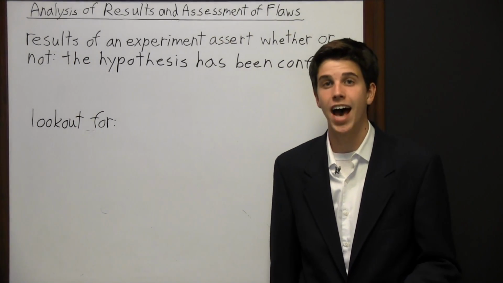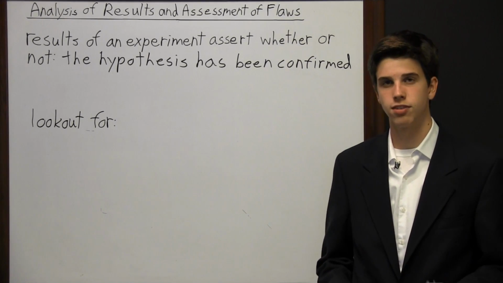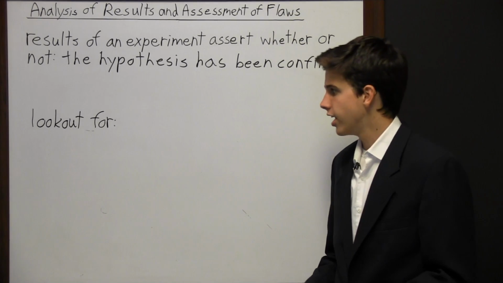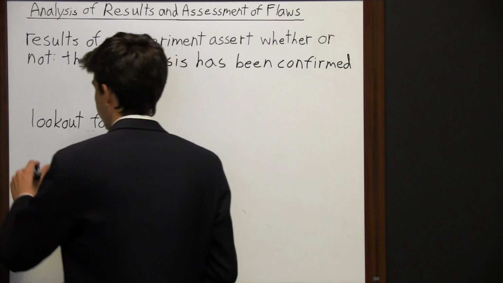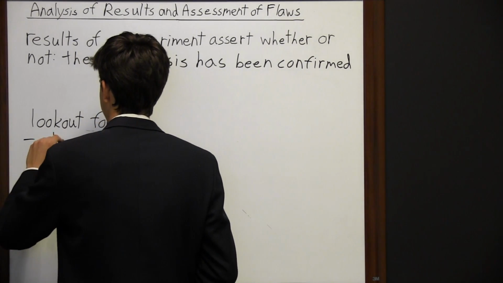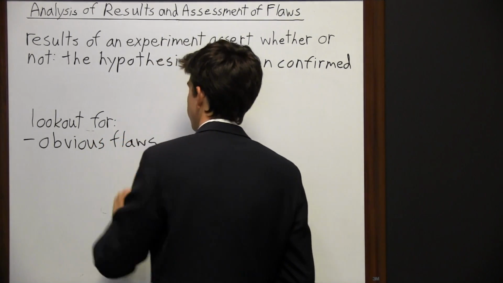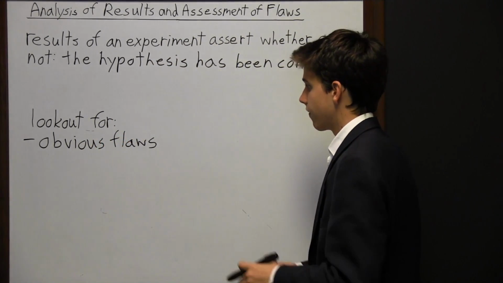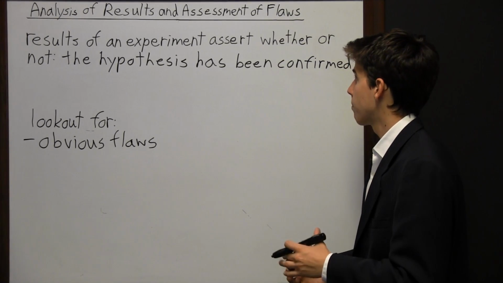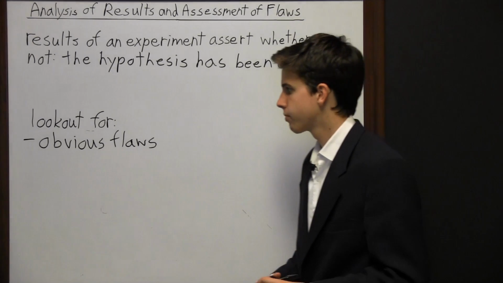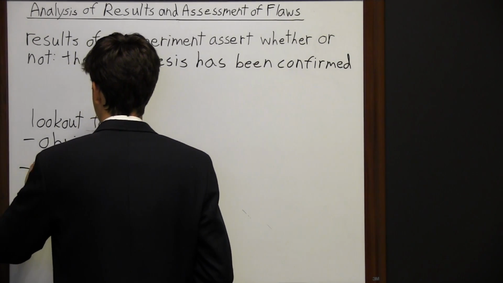Now, after giving the data from the experiment, the scientist may offer some speculative reasons for the results of the experiment. And so you as a reader need to look out for two things. First thing you need to look out for is obvious flaws in the experiment, because if the experiment has obvious flaws, then you cannot trust that the hypothesis has been confirmed or not confirmed. And then you also want to look out for external influences.